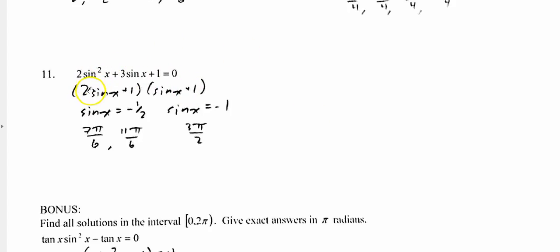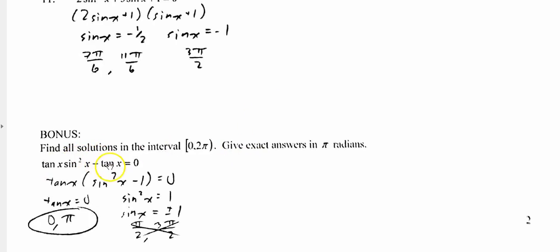This was another factoring question. My factoring breakdown, you can see that 2 sine of x times sine of x equals 2 sine squared. For the last numbers, 1 times 1 equals 1. And if you're doing the outside and inside product, that would be 2 sine of x plus sine of x, which equals 3 sine of x. When you solve each of those equations separately, you get sine of x equals negative 1/2, because I subtracted 1 and divided by 2. And sine of x equals negative 1, so you're just subtracting 1 from both sides. Find the y coordinates equal to negative 1/2. I found 2 of them. And find the y coordinates equal to negative 1. I found 1 of them.